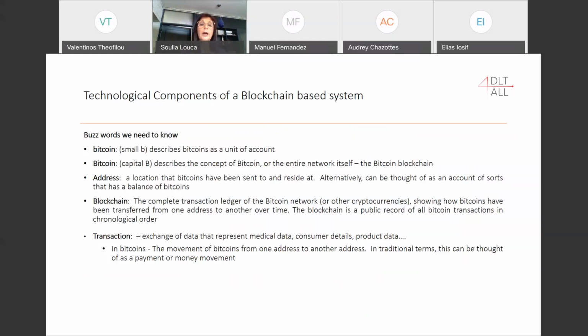Address is a location that Bitcoins have been sent to and reside at. Alternatively, this can be thought of as an account of sorts that has a balance of Bitcoins. So in this address, I have, let's say, three Bitcoins. Blockchain, the complete transaction ledger of the Bitcoin network or any other cryptocurrency, showing how Bitcoins have been transferred from one address to another over time.